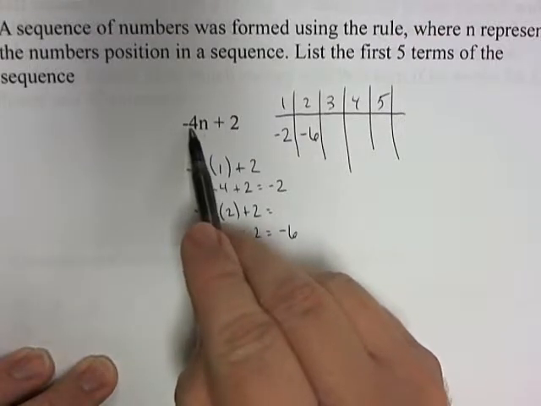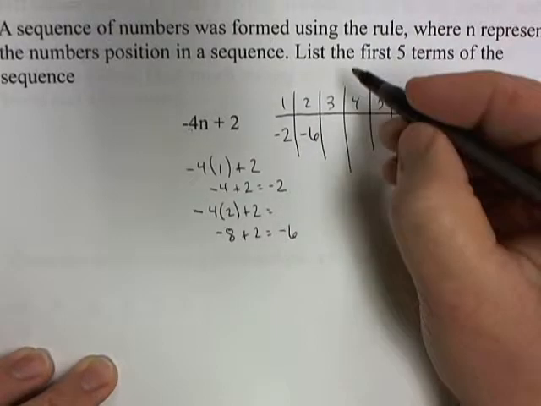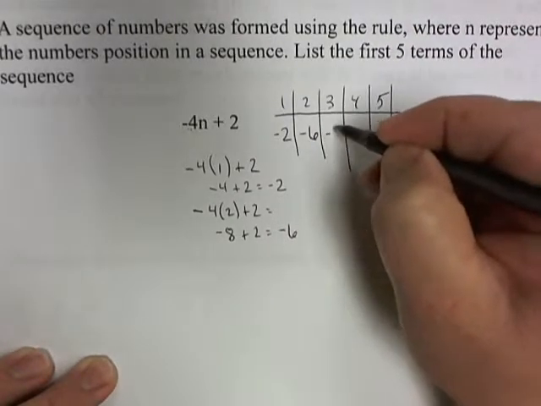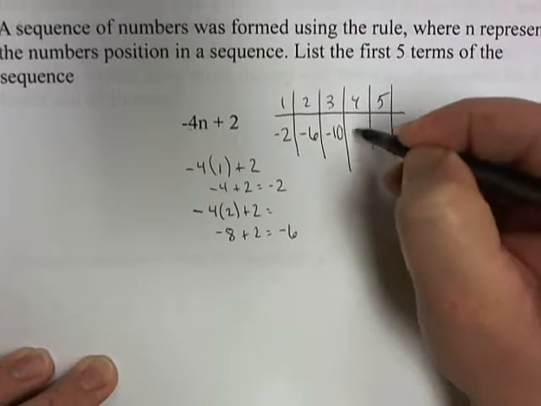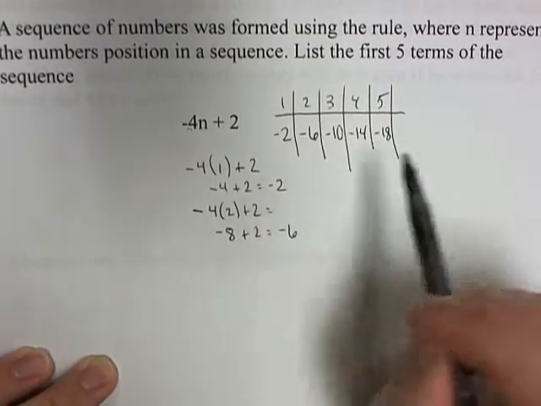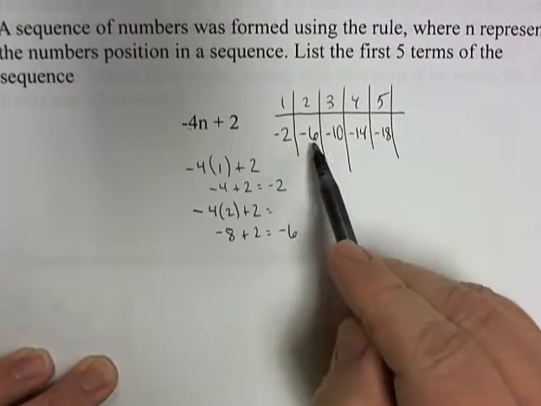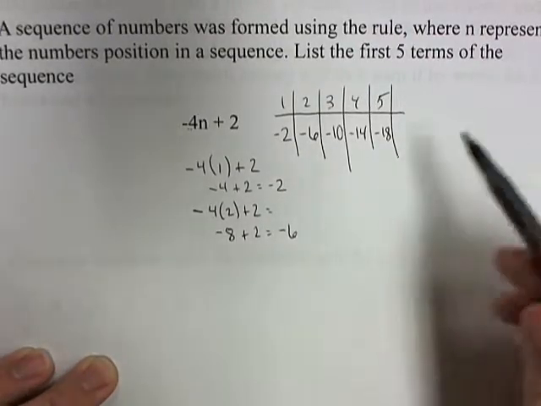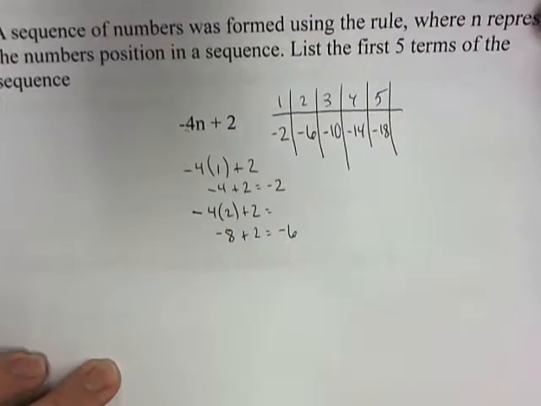So the pattern is -4. So we're subtracting 4 each time. So I can continue the table by subtracting 4 from each number. So the first 5 term values are -2, -6, -10, -14, and -18. Next question.